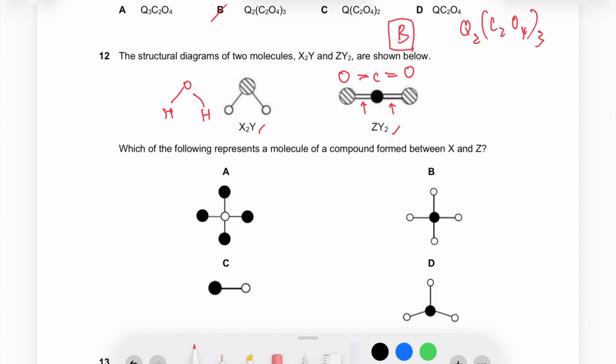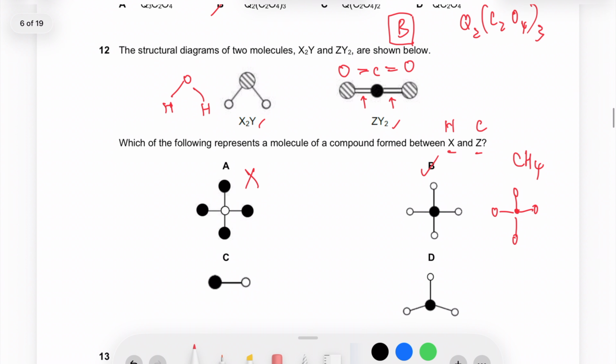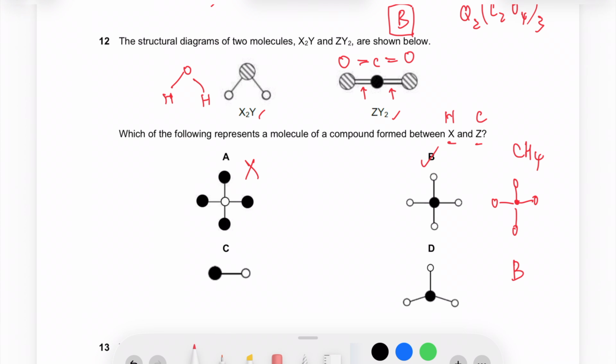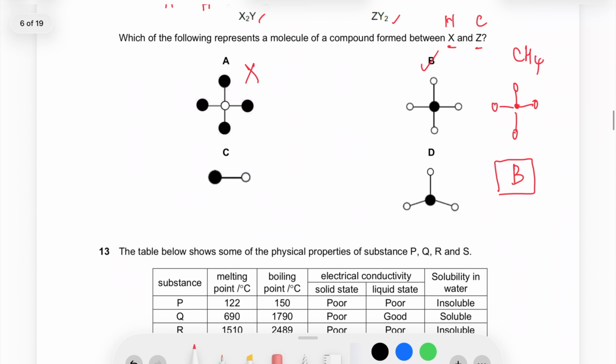So the white circle is actually hydrogen, the shaded circle is oxygen, and the black circle is actually carbon. So between Z and X, your X will be hydrogen, your Z will be carbon. So together they will form methane. So you're looking for methane. One black carbon, and then 4 small hydrogen. So take note, it's not this one. Don't get confused. So answer will be B. Okay, so answer is B for question 12.